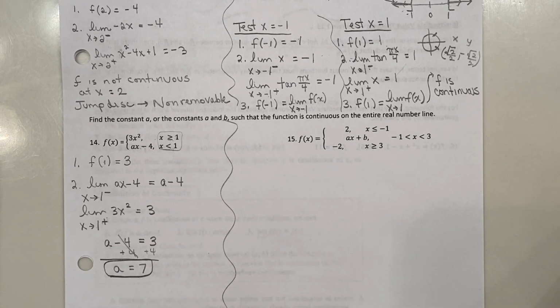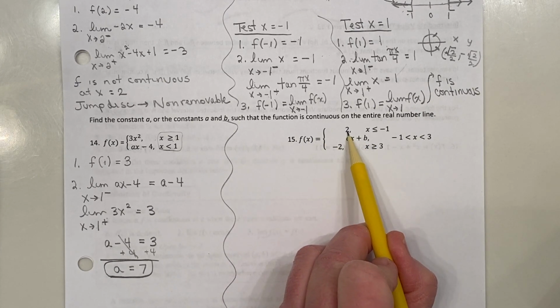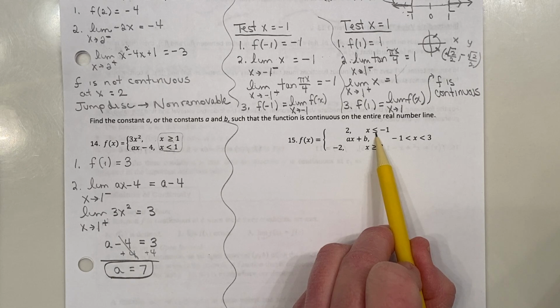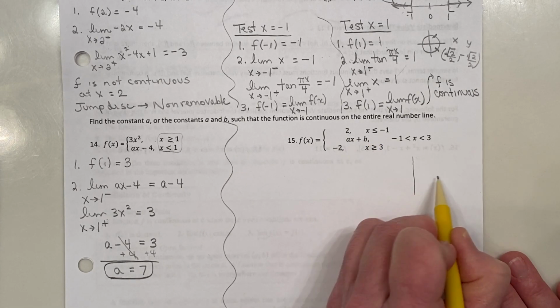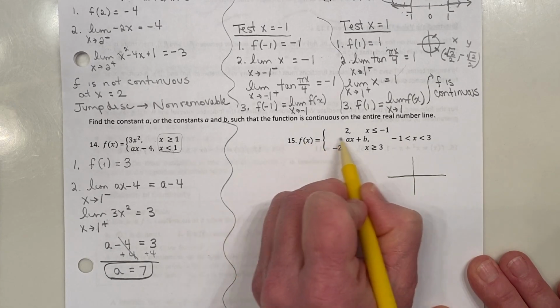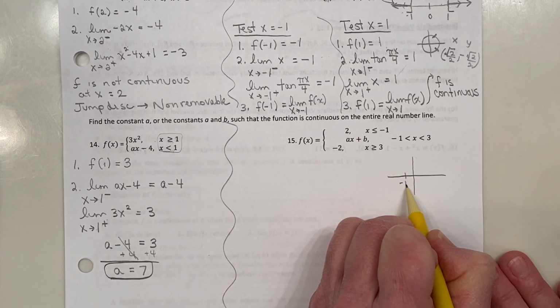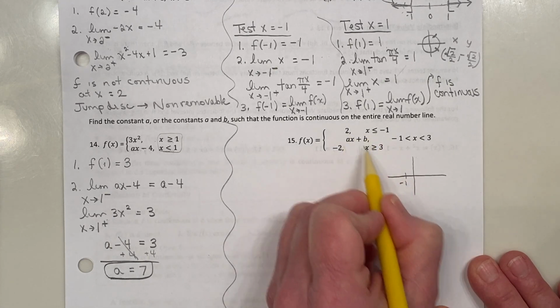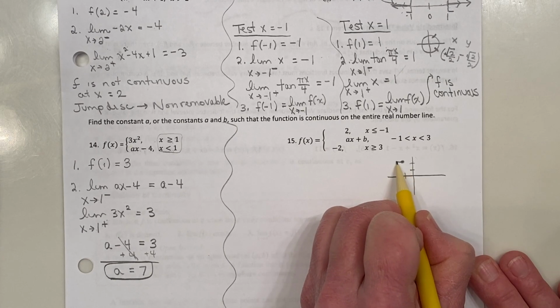Notice in problem 15 we actually have 3 functions. They're kind of scattered, but let's see. This says y equals 2 as long as the x values are less than or equal to -1. So, a quick little illustration here: y equals 2 when x is less than or equal to -1. Well, here's -1. All my y values have to be 2 as long as I'm less than or equal to -1.